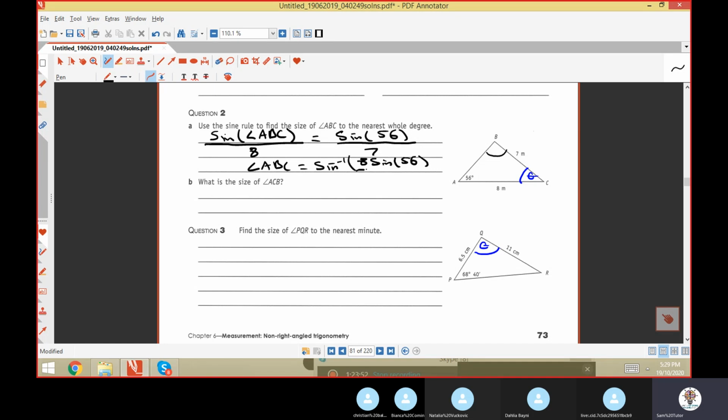Actually, the remaining of this page is the same thing. So I'll just do 3. Oh wait, 3 looks really interesting. It's got the 68 and 40. Oh, that's just 68 degrees 40 minutes. So you just punch in the calculator the same thing. It's just an extra 40 minutes.